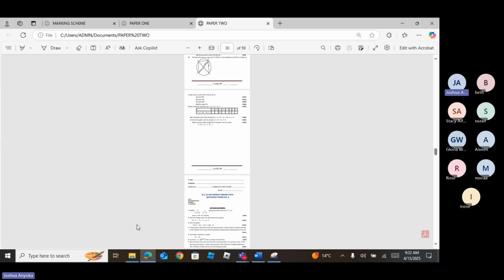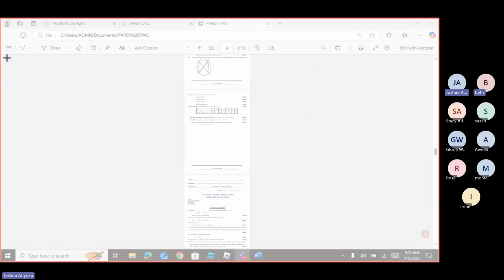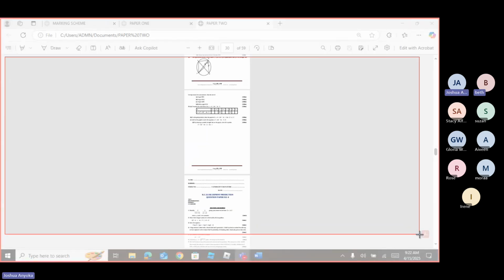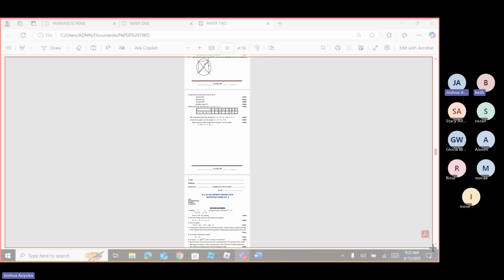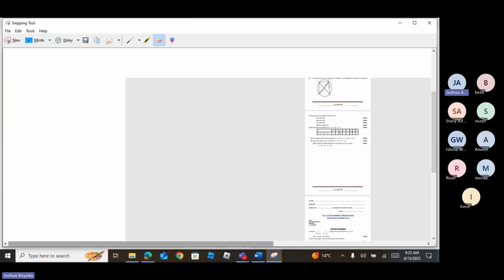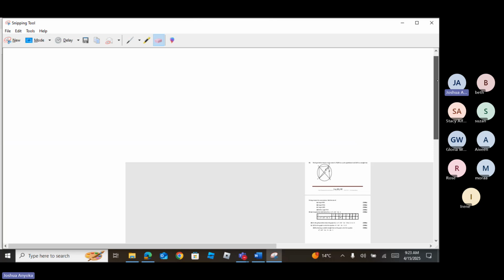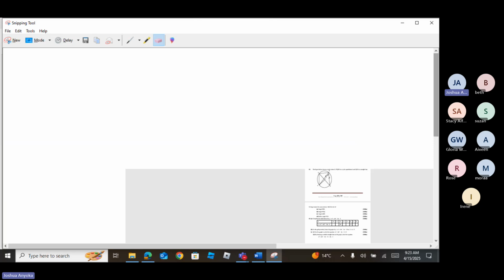Sawa. Unasoma swali kutoka. Si uko na karatasi hapo? You have the paper? Yeah. You read the question. Teacher, read the whole question from scratch. We can do part of it and you proceed from there. I think the problem is taxable income. Yes. Soma swali from the start.